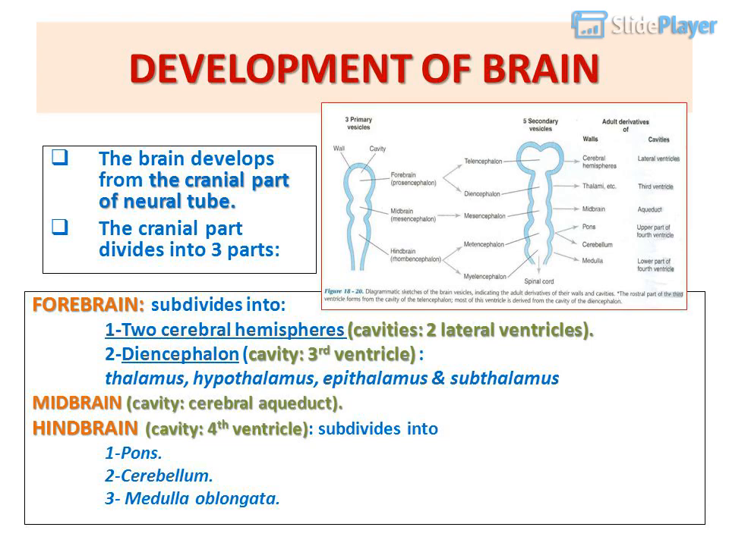Development of brain. The brain develops from the cranial part of neural tube. The cranial part divides into 3 parts. Forebrain subdivides into 2 cerebral hemispheres, cavities, 2 lateral ventricles, and diencephalon, cavity, 3rd ventricle, thalamus, hypothalamus, epithalamus and subthalamus. Midbrain, cavity, cerebral aqueduct. Hindbrain, cavity, 4th ventricle, subdivides into 1 pons, 2 cerebellum, 3 medulla oblongata.